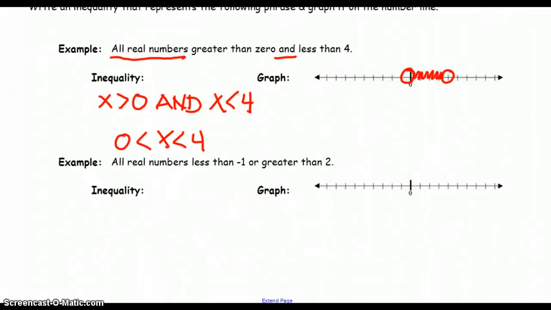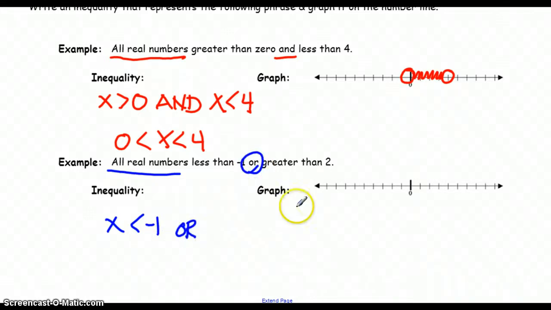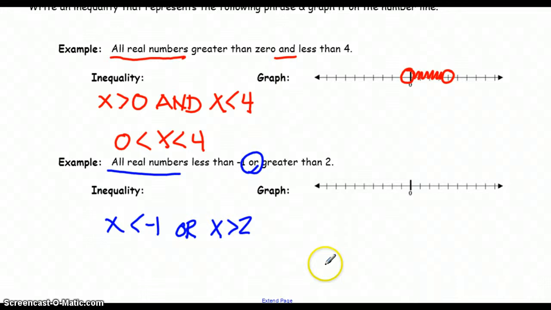Now in our second example, all real numbers, again, there's your variable, less than -1, and now we're using an or, greater than 2. What's greater than 2? Our numbers are greater than 2. So there's your inequality, and remember you cannot put that together. So to do this, we have -1, we have an open dot, and we are going to the left. Over here we're at the 2, we have an open dot, and we're going to the right.